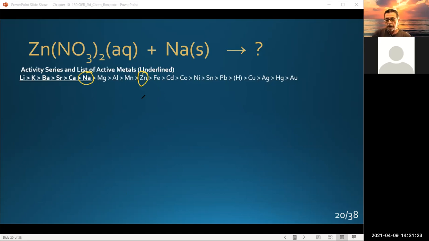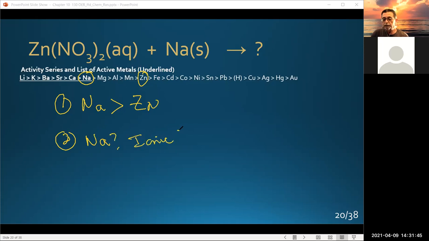Using the activity series, step number one, sodium is more reactive than zinc. So for sodium, is it in ionic form? The answer is no. It is in elemental form. So that means that the reaction occurs. So what does that tell you as far as products are concerned?